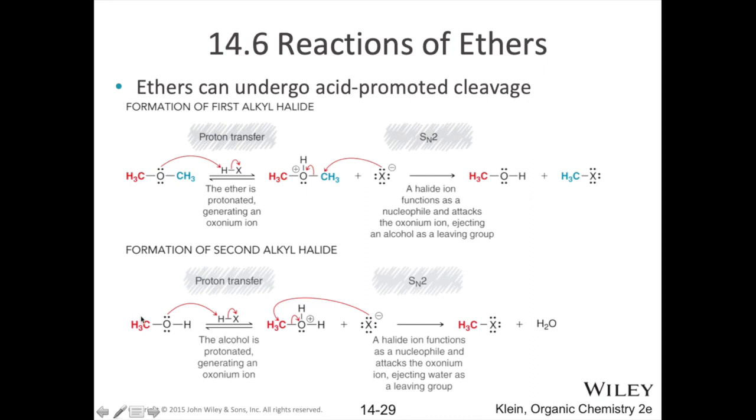Now, with the resulting alcohol, of course, you can do the same process all over again. Protonate that oxygen. Now you've turned this into a great leaving group as what will be a water molecule. Have your nucleophile come in again, attack that alpha carbon, kick off your water leaving group, and here you have a second equivalent of an alkyl halide. All right, so in both cases, you've kicked off the alkyl groups in the form of alkyl halides using an SN2 mechanism.